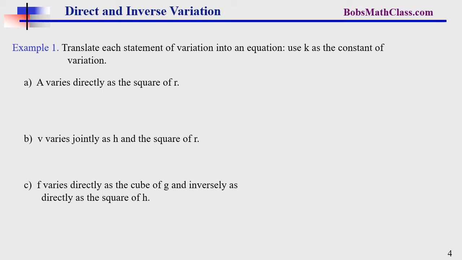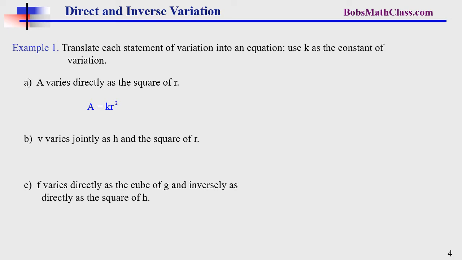Okay, let's do a little translation here. Part A. A varies, that's our letter that we're going to use in front of the equal sign, A equals. And then it says directly, so no fraction, because I don't see the word inversely, right? Only when you see the word inversely are we going to have a fraction. All right, so the square of r, so we're going to have an r squared. And of course, we always have to put the constant k in front of anything on the right-hand side. So A equals k times r squared.